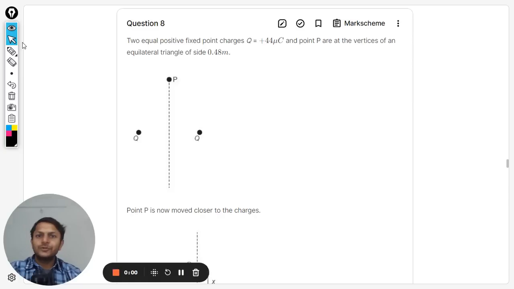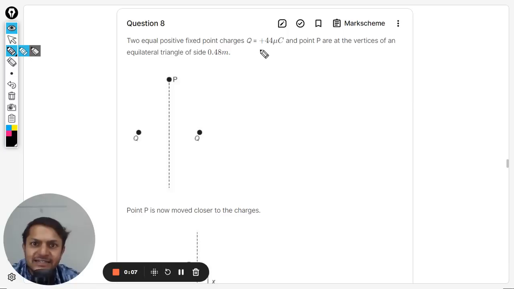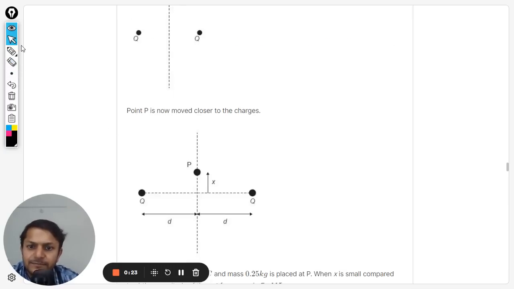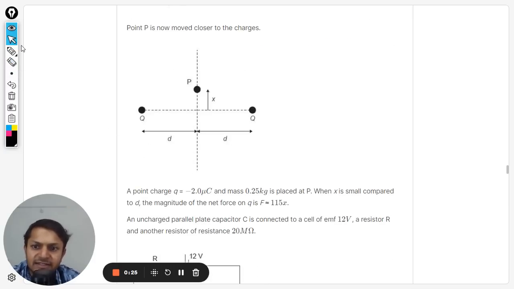Dear students, let us see what is there in this question now. Two equal positive fixed point charges, Q is plus 44 microcoulomb, and the point P are at the vertices of an equilateral triangle and the distance is also given. So this is basically an equilateral triangle, and the distance is 0.48 meters. The point P is now moved closer to the charges like this and the distance is x.